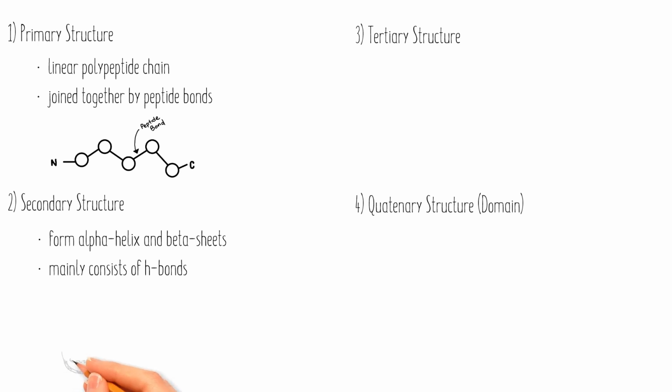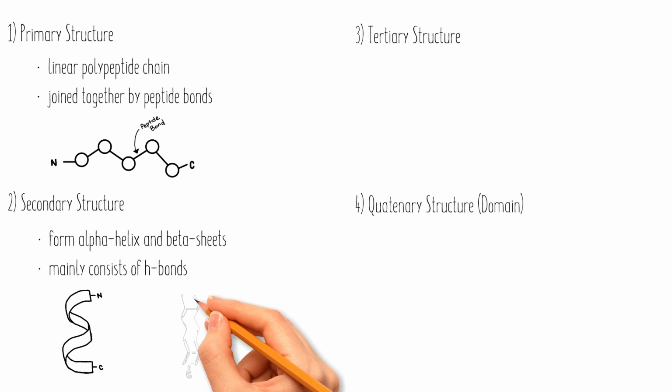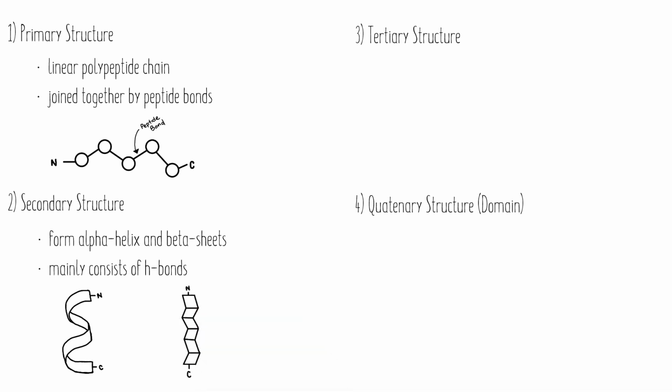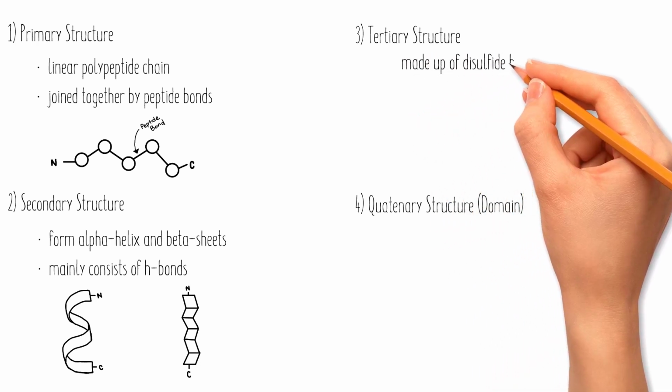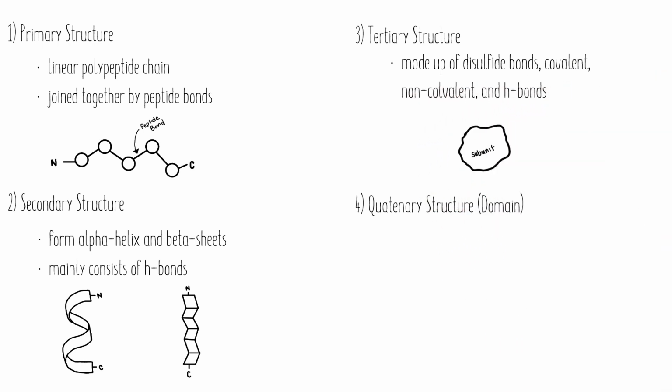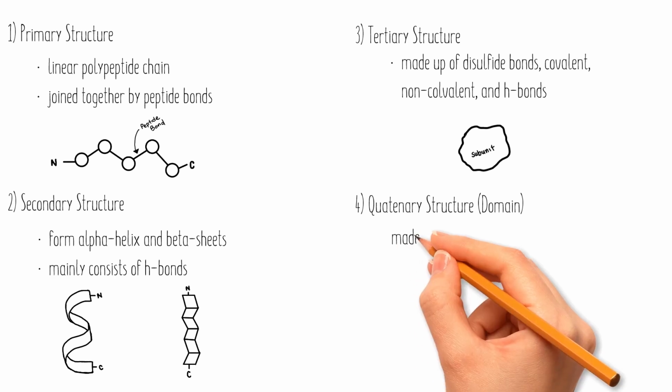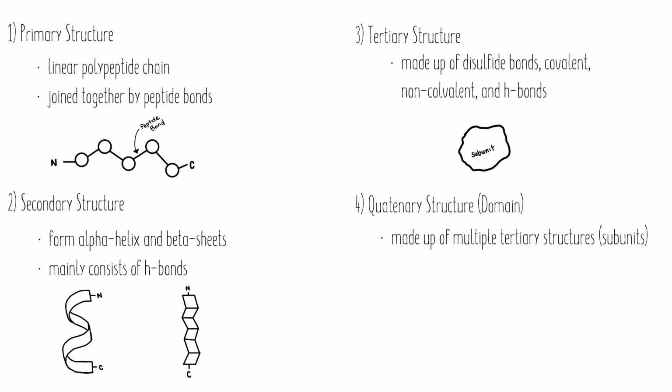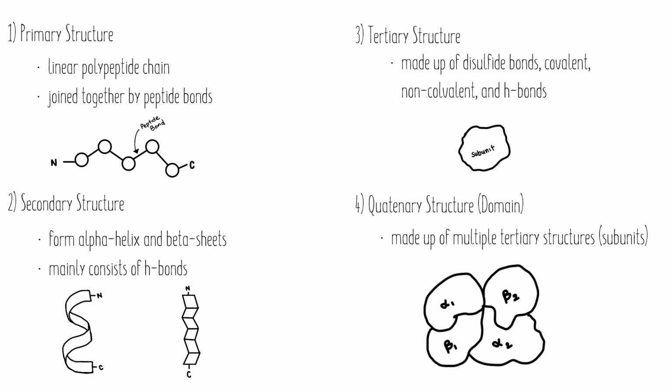So we have our alpha helices here, and we have our beta sheets. For a tertiary structure, we're going to combine these alpha helices and beta sheets, and we're going to add some more folding using disulfide bonds, covalent bonds, non-covalent bonds, and hydrogen bonds to form a subunit. These subunits will then combine and make up a quaternary structure, also known as a domain. So in this example, we have alpha 1, beta 1, alpha 2, beta 2 combining to form a domain or quaternary structure.